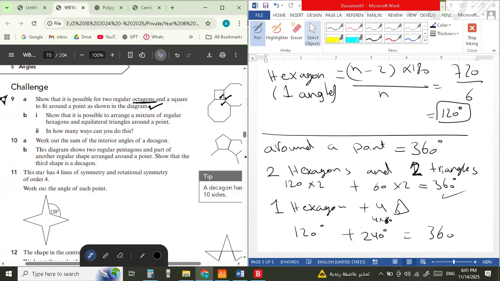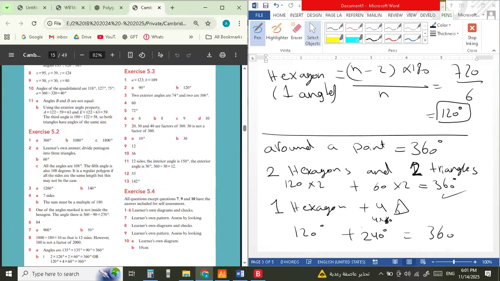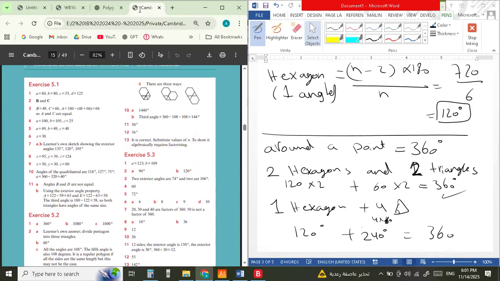This is question 9 BII. Here they said there are 3 ways. Actually, 1, 2, 3, 4 triangles and 1 hexagon. This will fit around the point, so it will work. So here is the one that we said: 4 triangles and 1 hexagon.